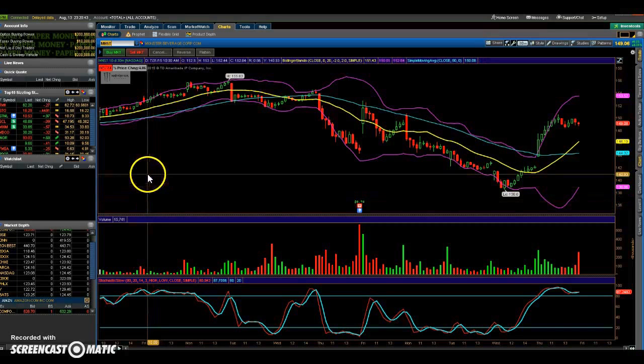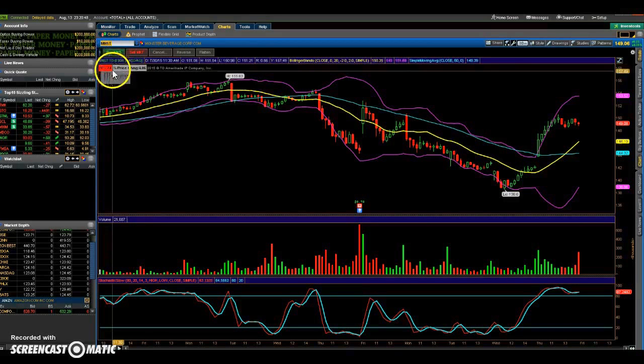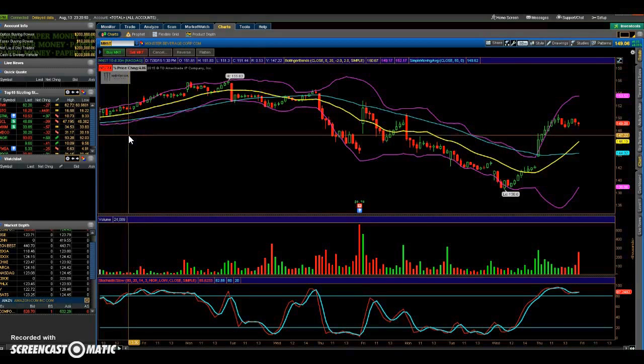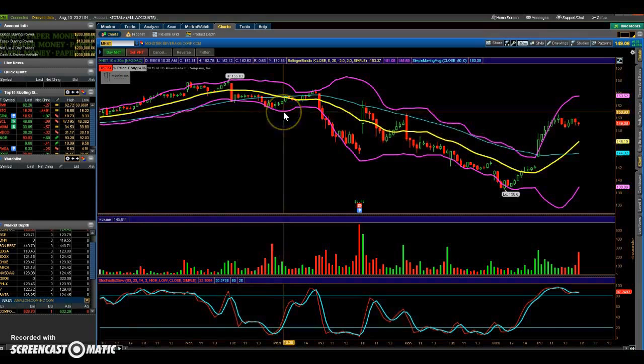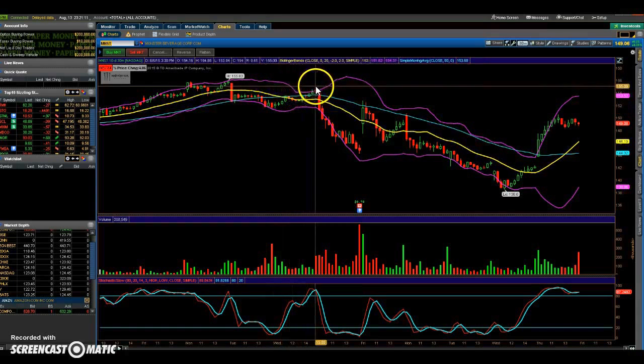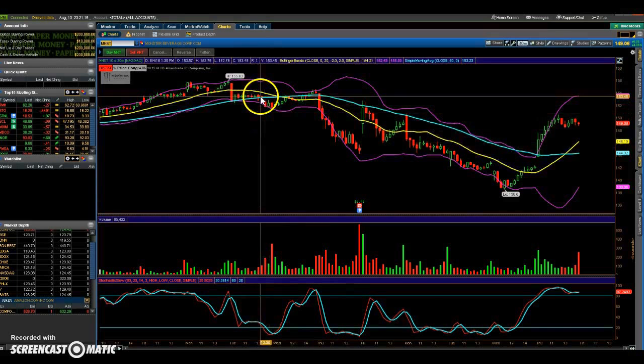All right, so let me show you this. Here is Monster right here. This chart is very basic, very simple. What I have here is the Bollinger Bands and the 50-day SMA, which is your 50-day simple moving average. The Bollinger Bands are these two lines, this channel here with the purple or magenta, right up here and then right down here. Bollinger Bands are a very simple concept.